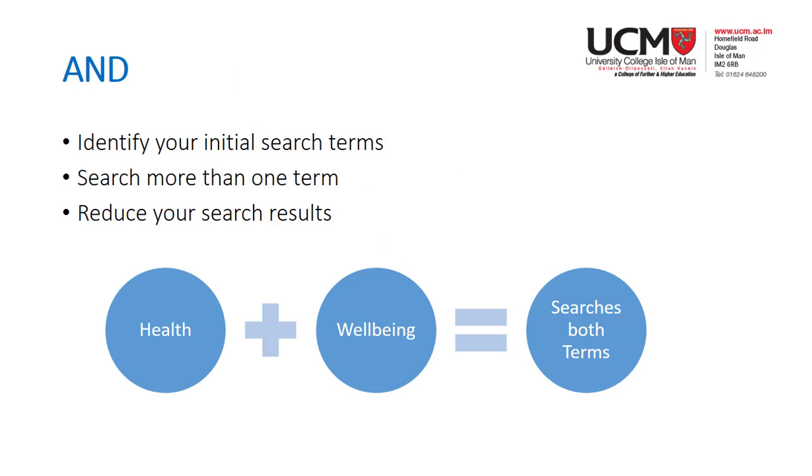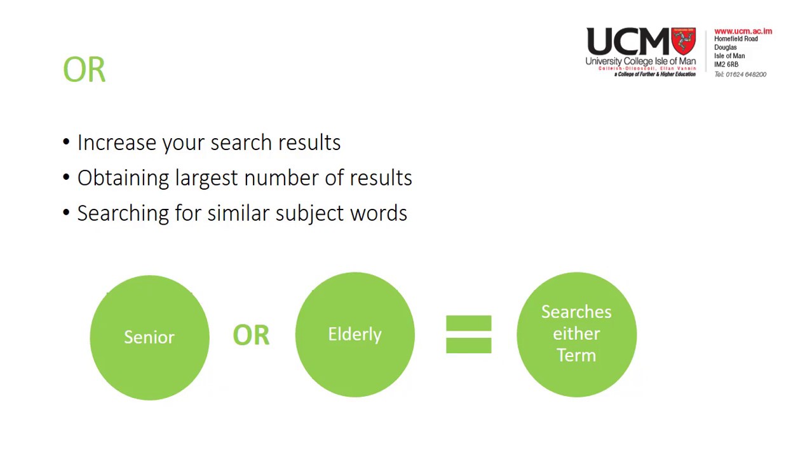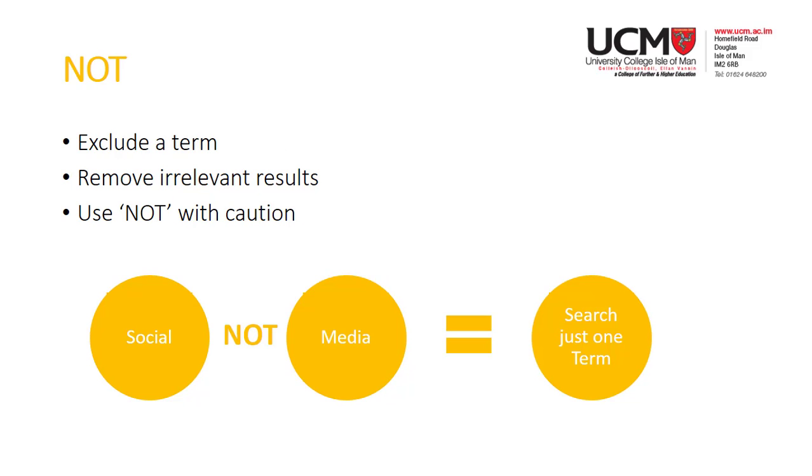Use and to identify your initial search terms, search more than one term, and reduce your search results. Use or to increase your search results and for obtaining the largest number of results. It is also useful when searching for similar subject words. Use not to exclude a term or remove irrelevant results. Take care though, you could miss out on something useful.